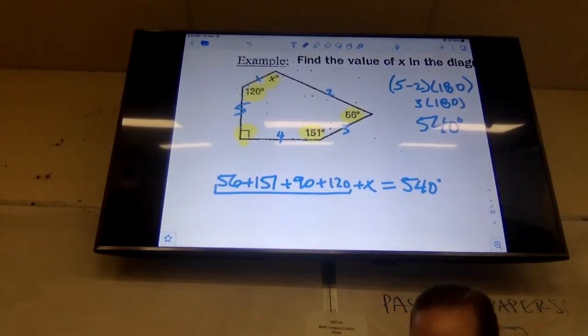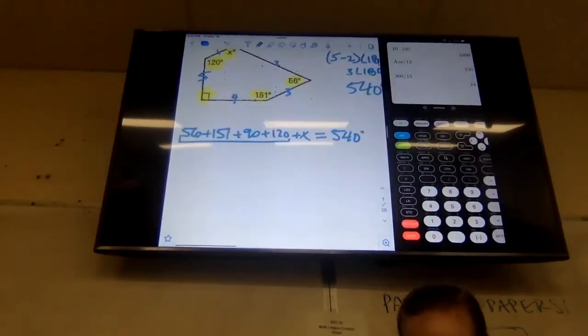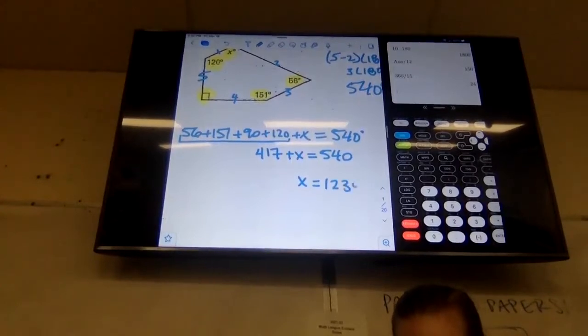Get my calculator out for at least 417. Oh, fine. 123.